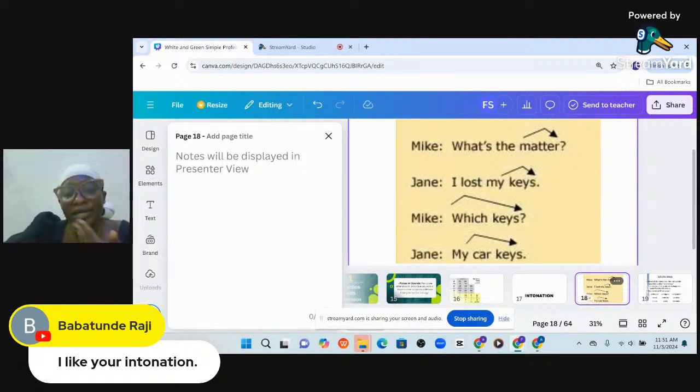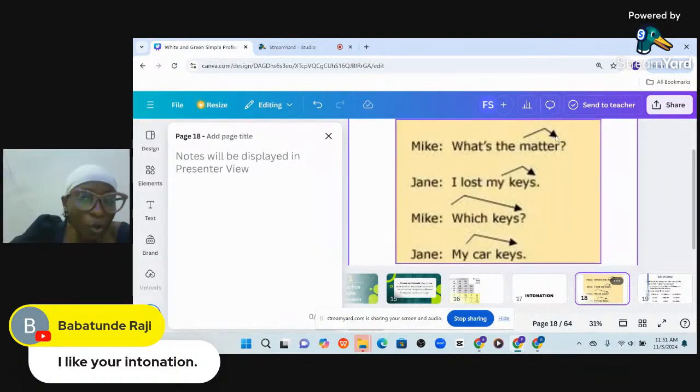When you're in intonation, when you're asking a question that starts with WH, you're expected to use a falling tone. Your voice is supposed to fall. Can you see the arrow? At the end of such question. Why? Because the question is starting with WH. What's the matter? Not "what's the matter?"